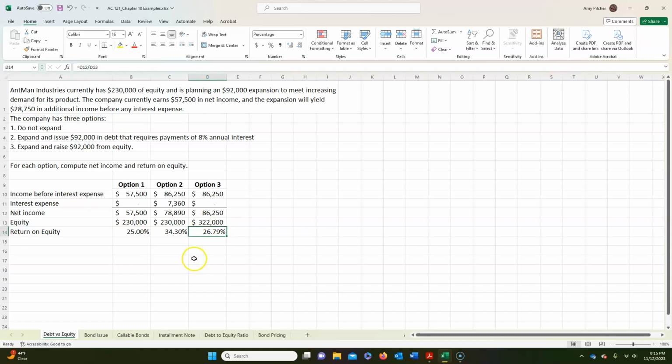So if we were trying to make the decision based on what gave us the best return on equity, then option 2 is the best option. If we said we want to have the best net income option, then option 3 is the best option. You will talk more about debt versus equity options in business finance.